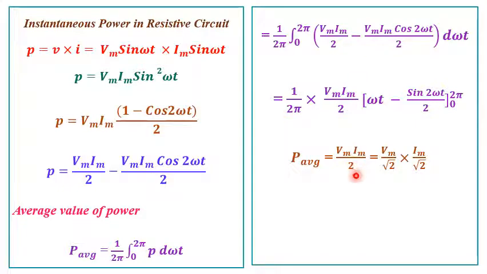This can be rearranged as Vm by root 2 into Im by root 2. We know that Vm by root 2 is the RMS value of the voltage, and Im by root 2 gives the RMS value of current. So average power P average is equal to Vrms into Irms.